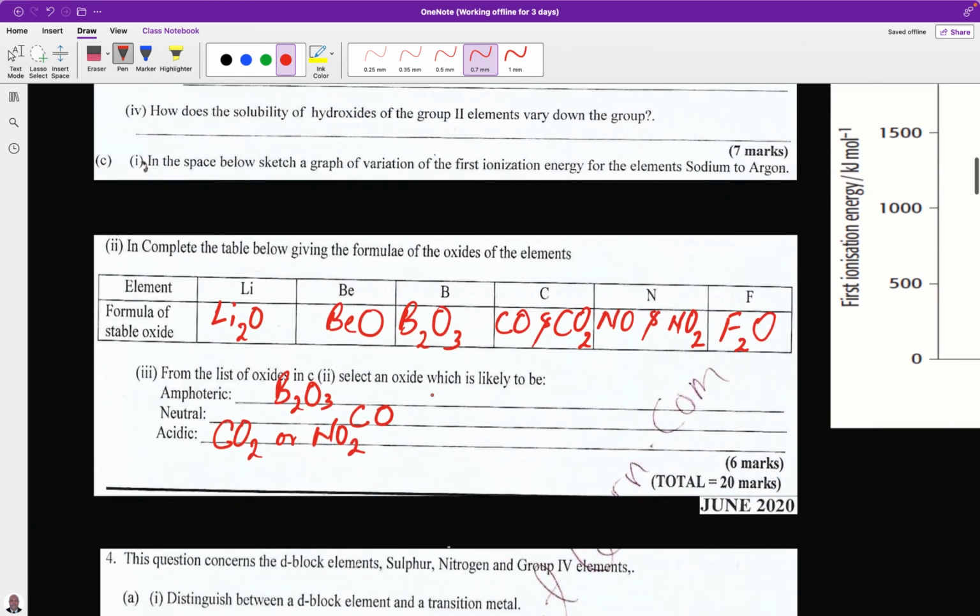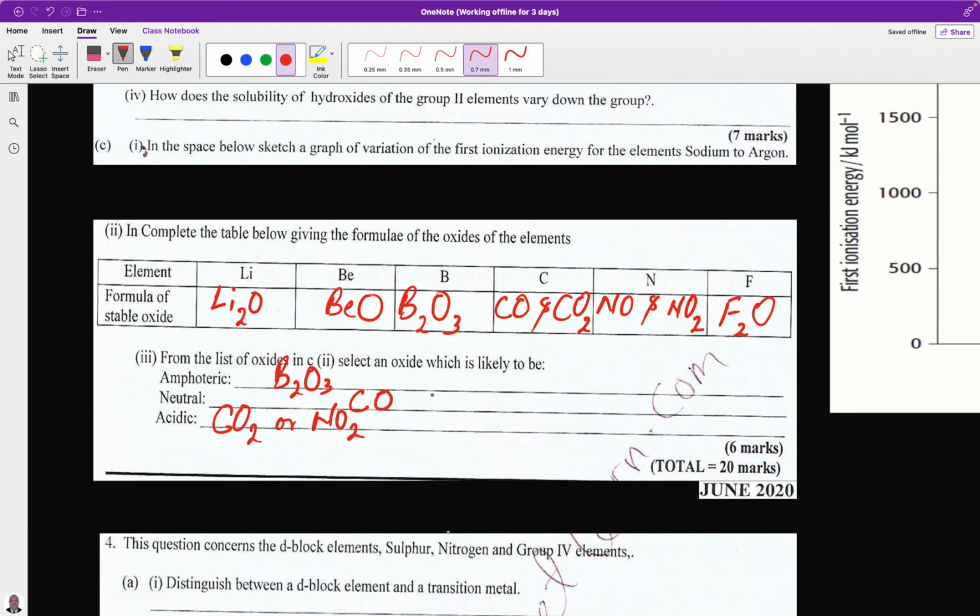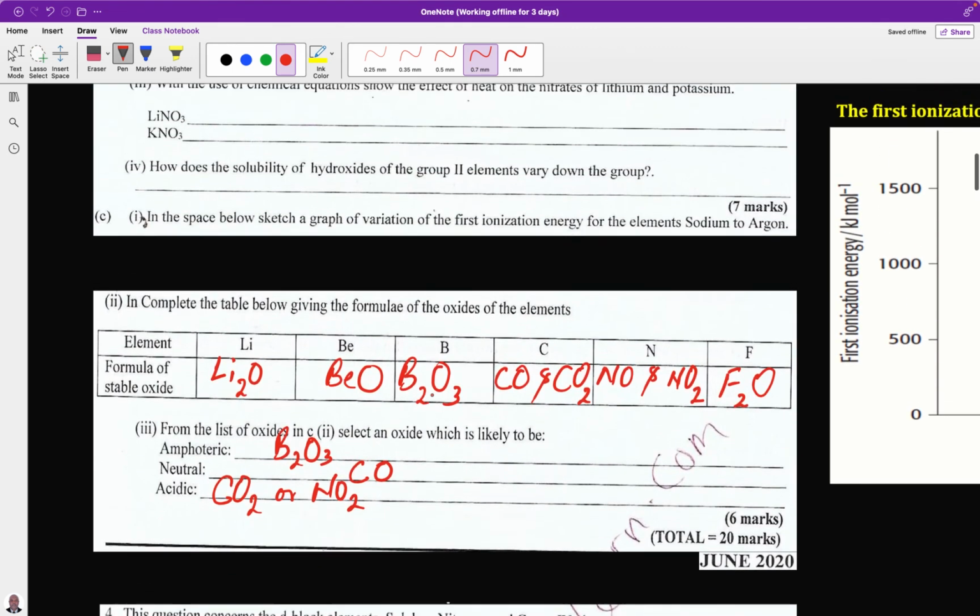Then again, oxides of period 2, lithium to fluorine. From there I get the oxides. Some are amphoteric, that is B2O3. There is one that is neutral, carbon monoxide, and there are two that are acidic, carbon dioxide and nitrogen dioxide. And that is all.